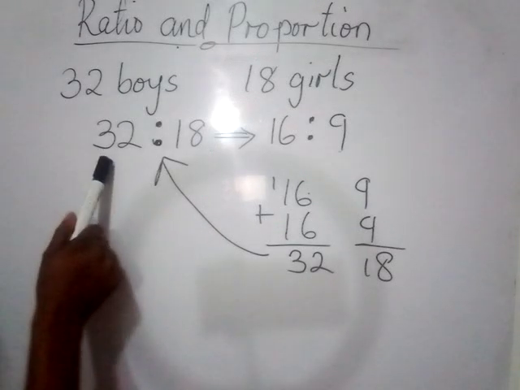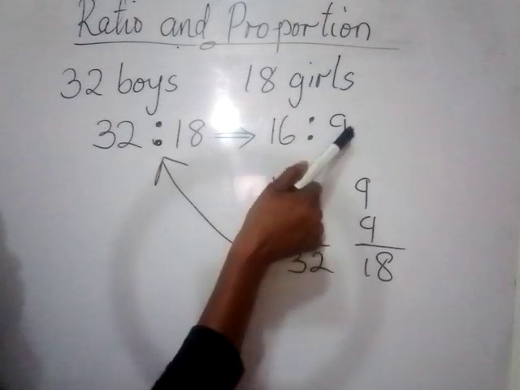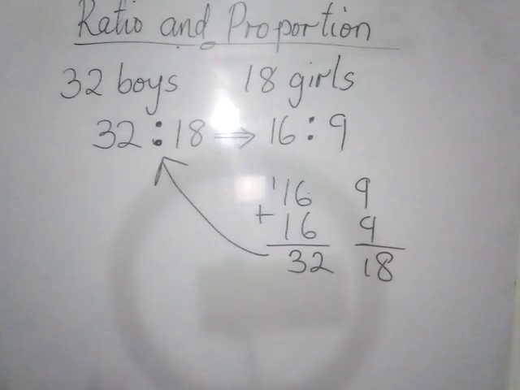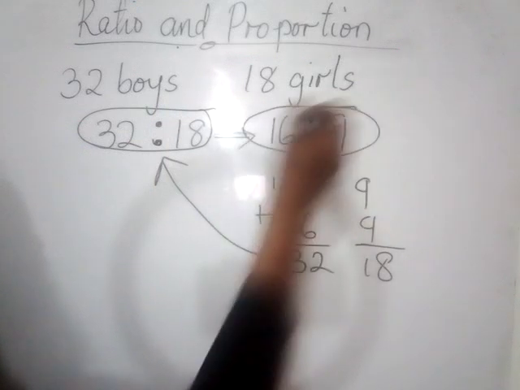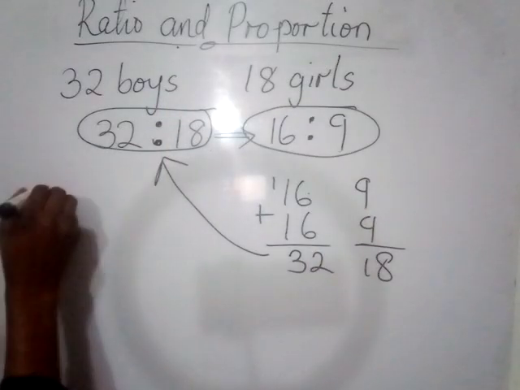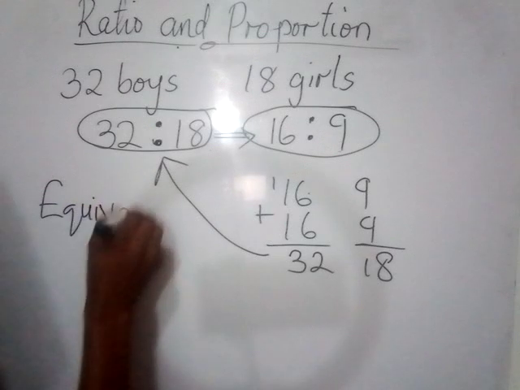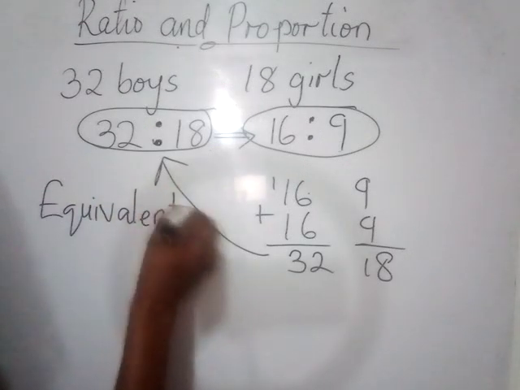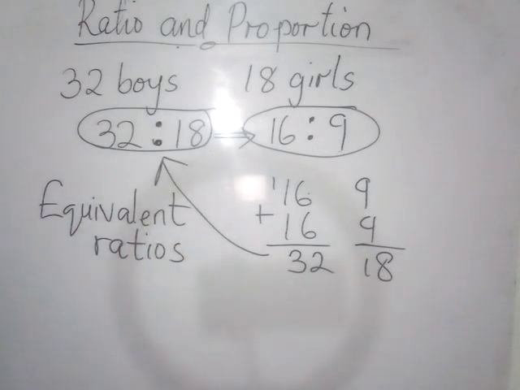For every 32 boys, you have 18 girls. For every 16 boys, you have 9 girls. These two ratios represent the same thing. And so they are called equivalent ratios. Equivalent ratios. Okay? I just wanted to quickly show us this way. Let's see how we build equivalent ratios.